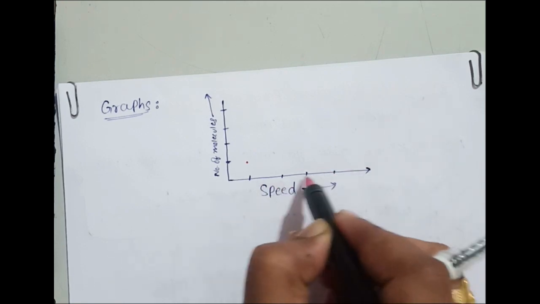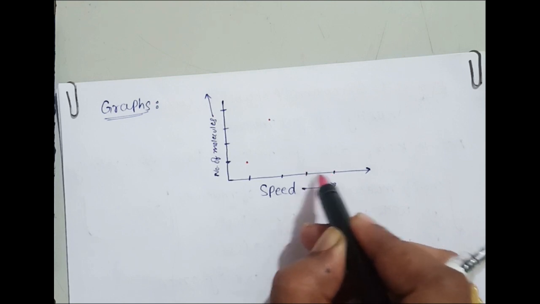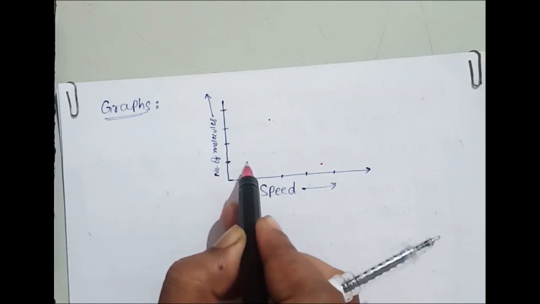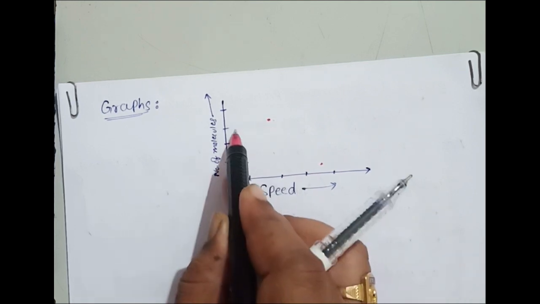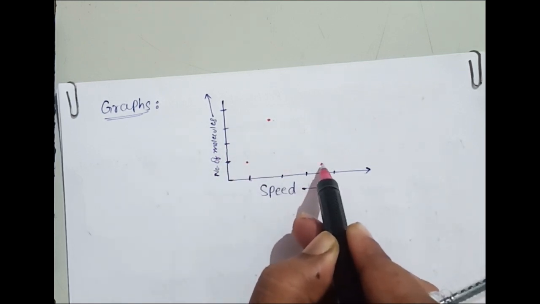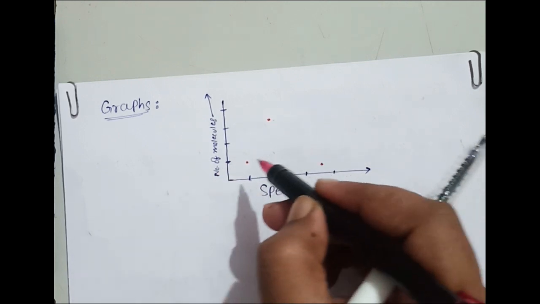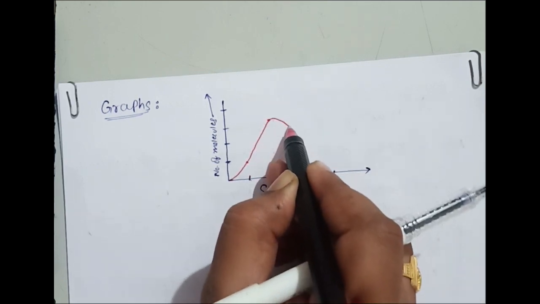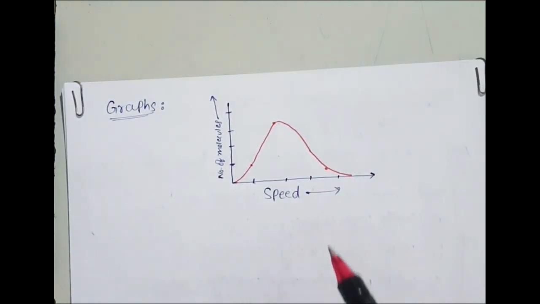The number of molecules with middle speed will be very high, but the number of molecules with very high speed is less. Got my point? This is the number of molecules with low speed, which is less. This is the number of molecules with middle speed, which is high, and for the very high speed range, that number is less. Now if you join these points, you will get a bell-shaped graph. Got it? Now this is not a symmetrical graph, keep it in mind.